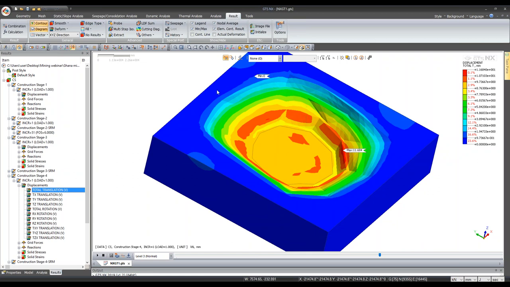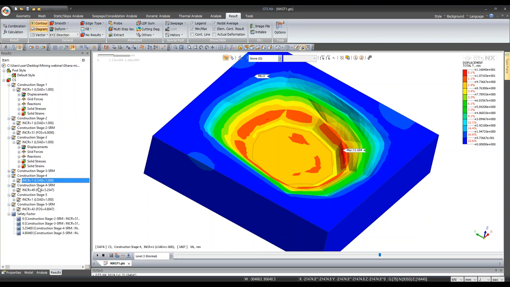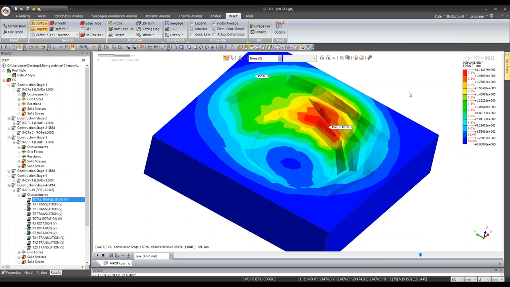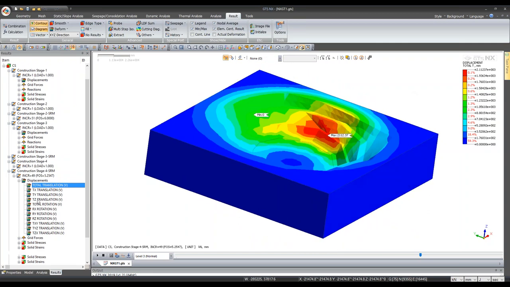But now I will be interested in checking the slope stability or a failure surface because of this particular excavation. So next we go for construction stage for SRM, which represents my slope stability analysis. So now we go for total translation. Yes, you can see this is a huge failure.